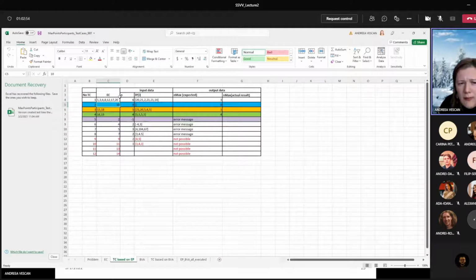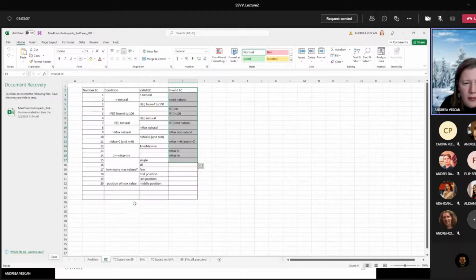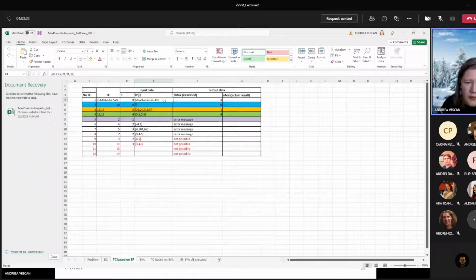As you can see, test case number 1, which has 6 participants with those points, covers equivalence classes 1, 3, 6, 8, 12, 17, 20, right? So natural here, natural here, natural here, and so on. So all the positive, or valid, equivalence classes could be covered with one test case.